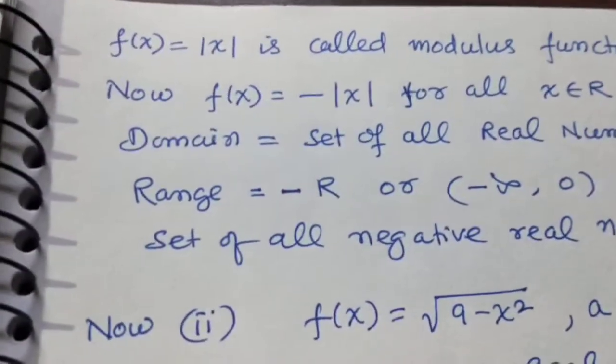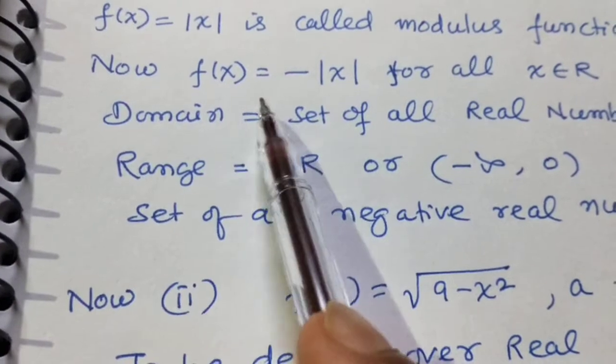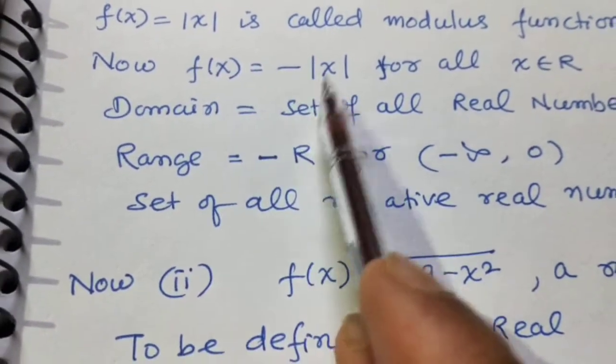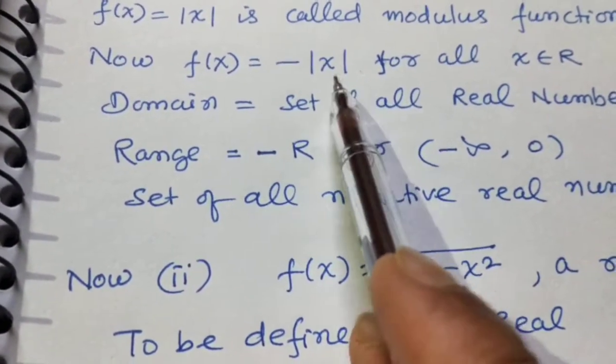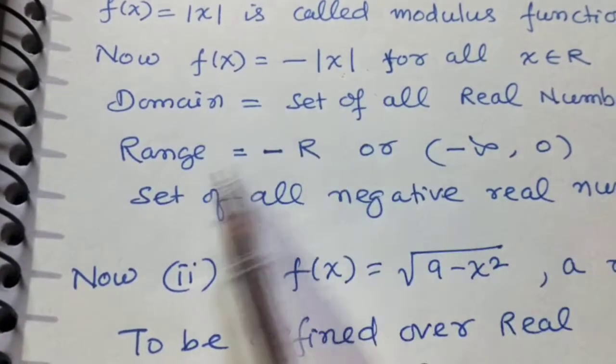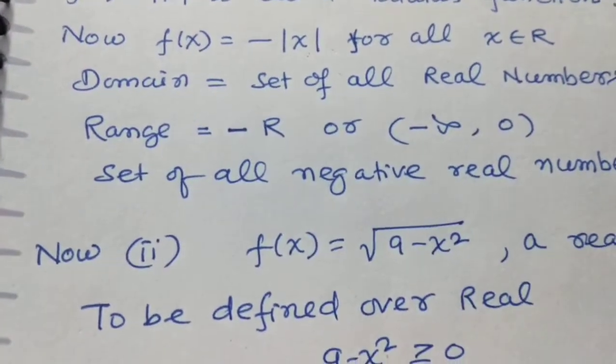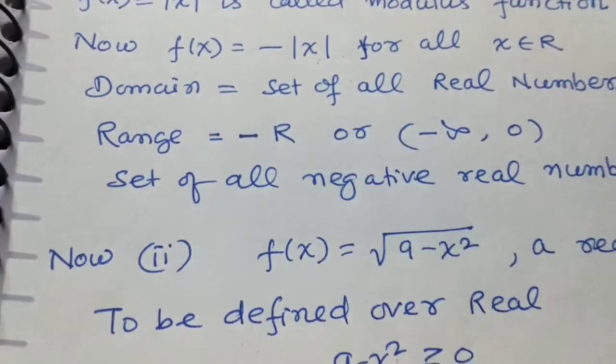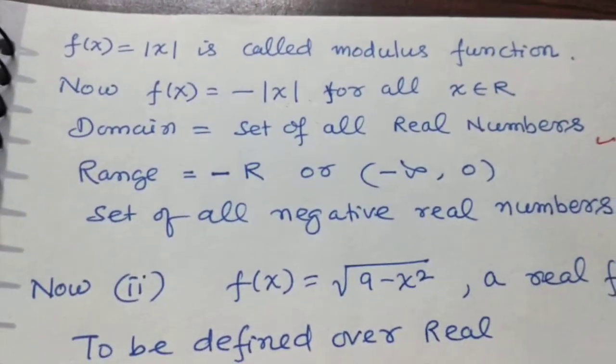Therefore, now f of x, in the question, f of x is minus of modulus x is given. So for x we are free to take any value, so the domain will be the set of all real numbers. We are free to take any value we can put. For the domain, there is no problem with that.